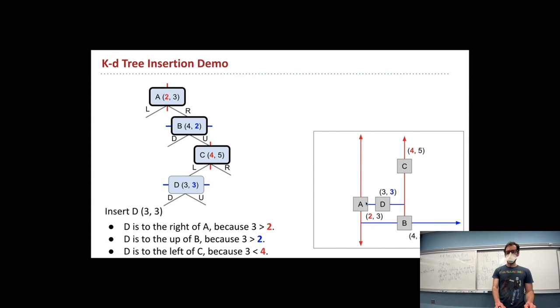Again, we can picture it as dividing the space to the left of C into points that are above its y-coordinate 3 or below. Does this make sense so far? Any questions on this?